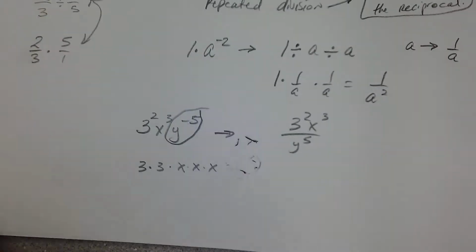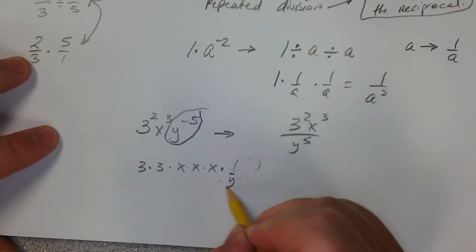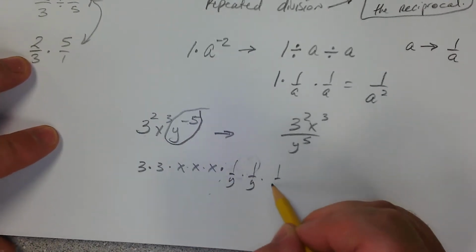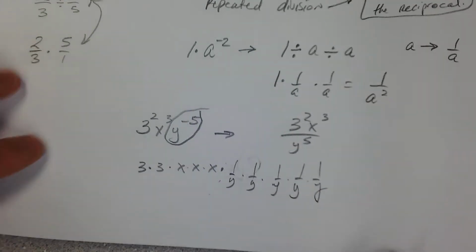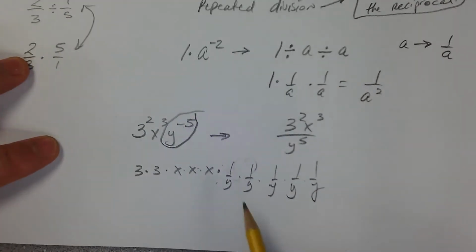We could say times 1 over y, 1 over y. Why did I pick 5? What a loser I am. So, same thing, you see? 1, 2, 3, 4, 5. We got 5 of them. We got 2 3s. We got 3 x's. That's just fancy right there.